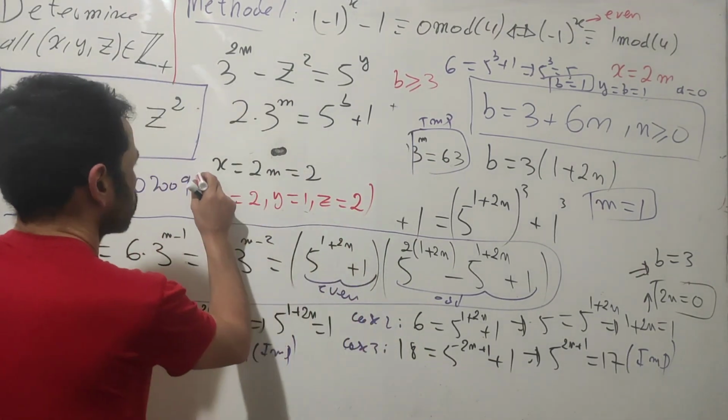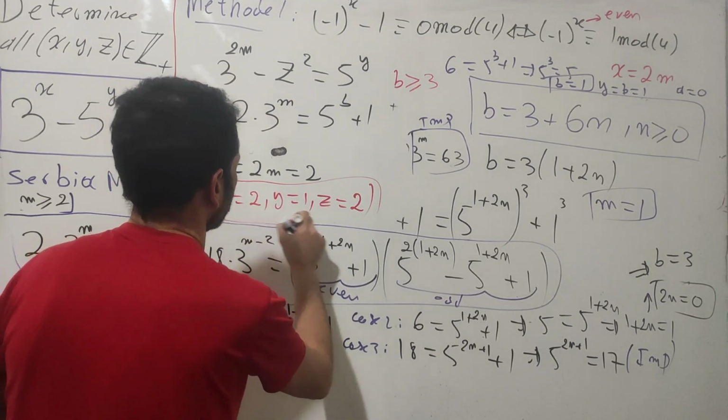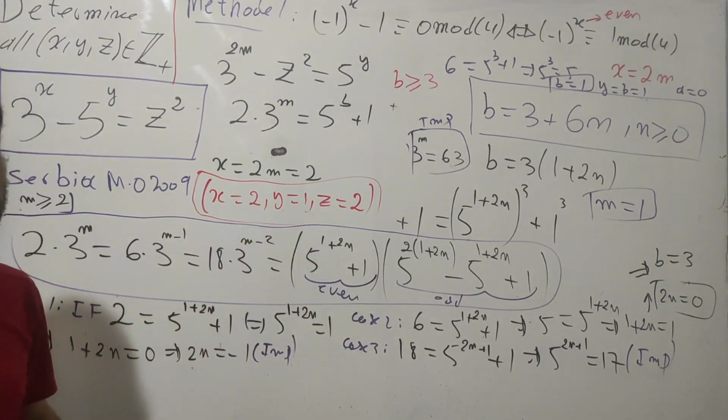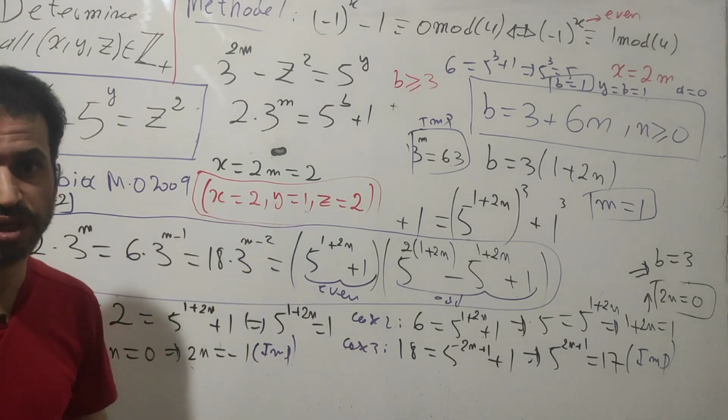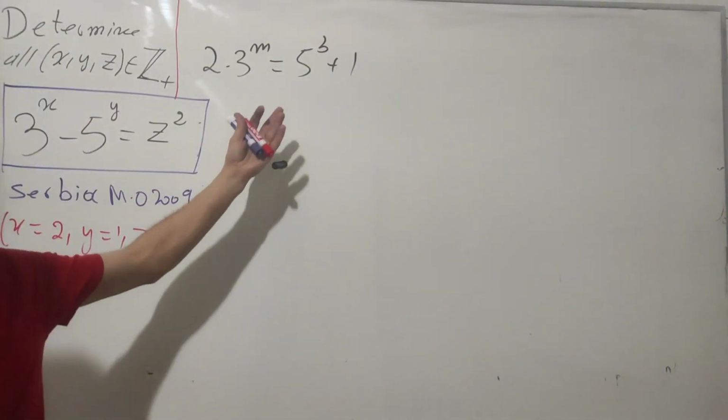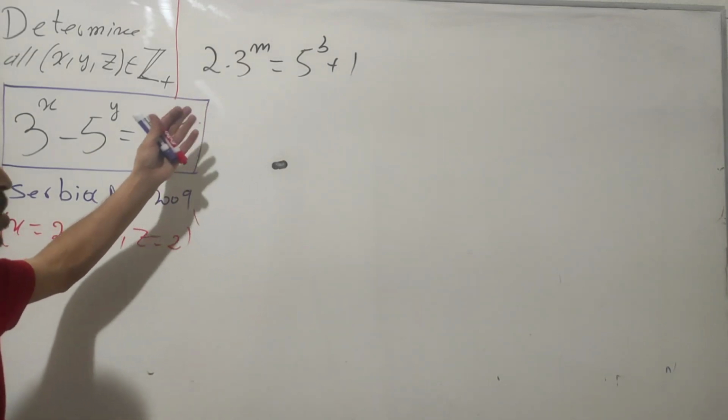This is the only solution that we have on the positive integers. So I have done with this method. I'm going to move over to the second method. Okay, the second method is not going to take us too much time, because it's a more powerful and quicker tool here.